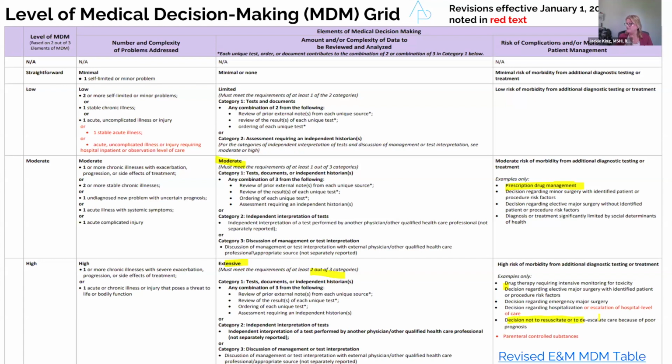Do not resuscitate or to de-escalate. If a physician and a patient make a decision while they're in a swing bed to go no more curative, I just want hospice, that is a high level of a risk for mortality. So that is high, okay? So keep that in mind. And then parenteral controlled substance would be any controlled substance like Demerol, or any of those pain meds that you're giving any other way but in the mouth, okay?